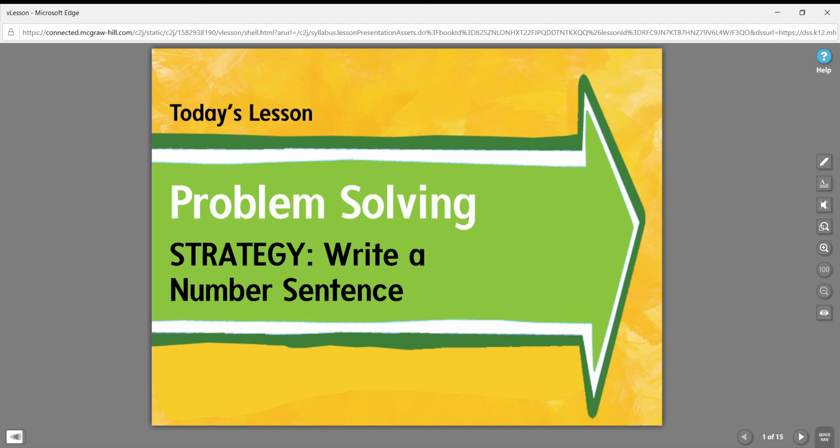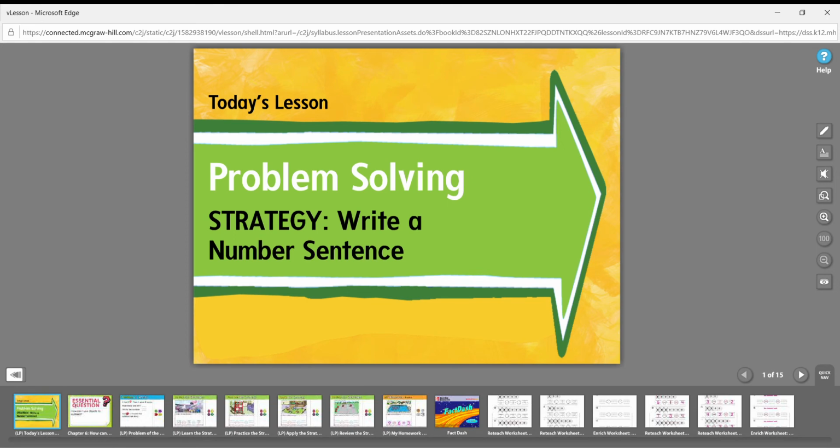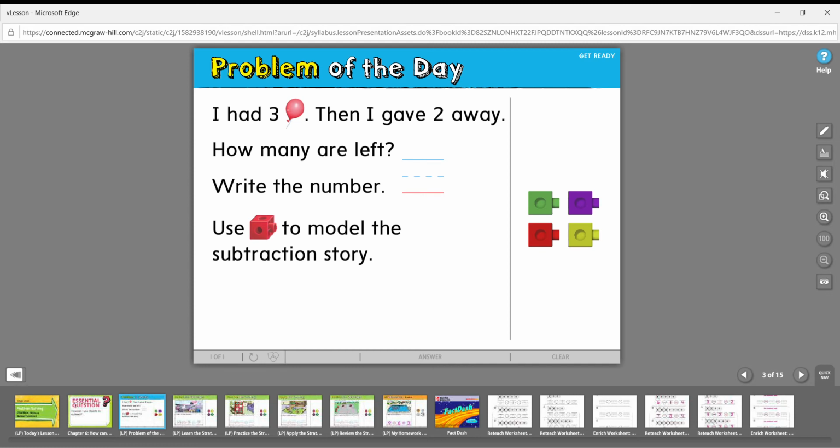Lesson 6 is a problem-solving lesson, and the strategy is write a number sentence. So we are going to work on practicing how to write a number sentence. The first thing I want to do is look at the problem of the day. The problem of the day is a number sentence. So let's look at the top and see.